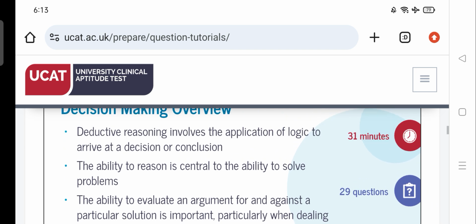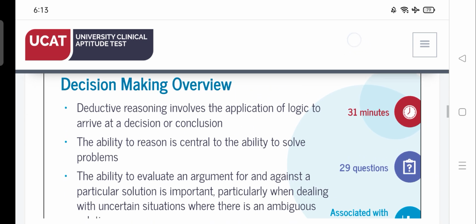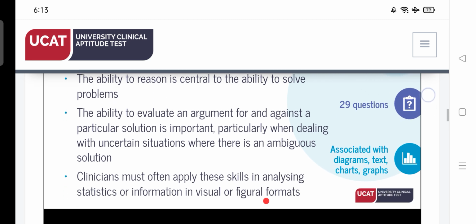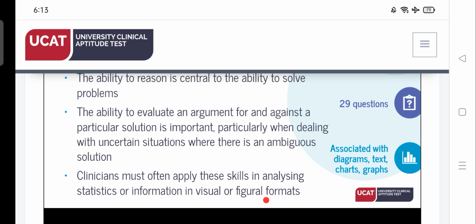So, in that portion, deductive reasoning involves the logic that you will have to apply at every question to deduce your conclusion or results. This ability is essential to solve the problems that will be presented to you. And clinicians must often apply these skills, like the logic and how to deduce the conclusions, to analyze statistics or information.